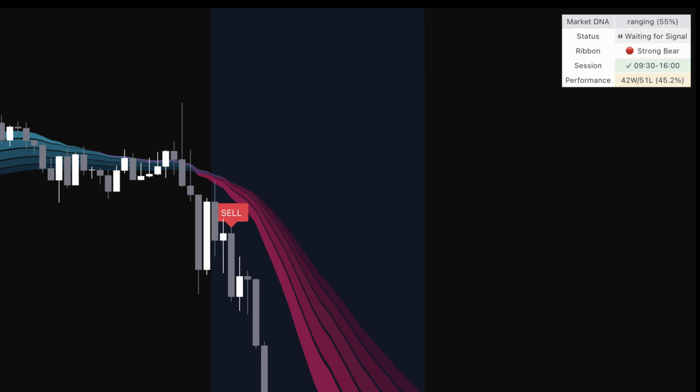The stats table updates too. During session it shows the active hours. Outside session it displays outside hours with a red background.